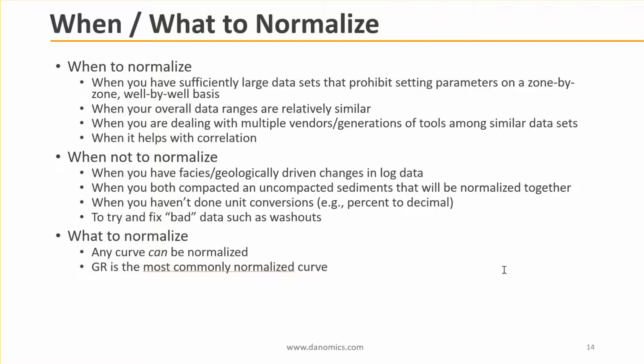There are certainly times when you shouldn't normalize your data. You don't want to do this if you have geological changes that are driving those, because then you're starting to erase out the geology. So, for example, if you were going across the Permian Basin and you went from the Midland Basin up onto the Central Basin platform, you're going to see a big facies change, and you don't want to normalize out that facies change. So you should avoid that.